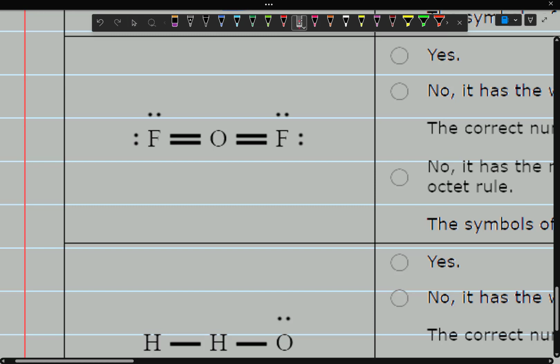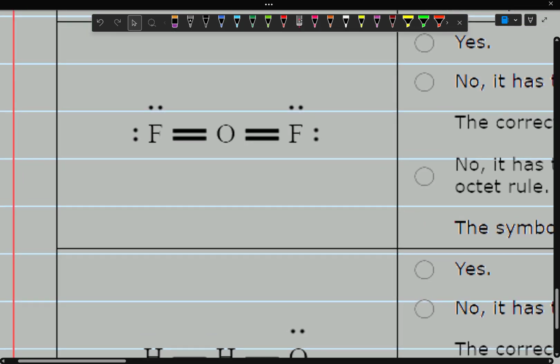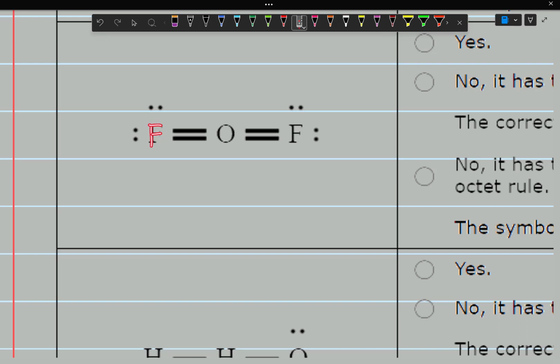Let's see if every atom in this compound satisfies the octet rule. For this fluorine atom, we have 2, 4, 6, 8. That indeed satisfies the octet rule, so we'll put a little check by that one. Now we have our oxygen atom. We have 2, 4, 6, 8. That indeed satisfies the octet rule. And finally, we have our last fluorine over here, which has 2, 4, 6, 8. And once again, this satisfies the octet rule.